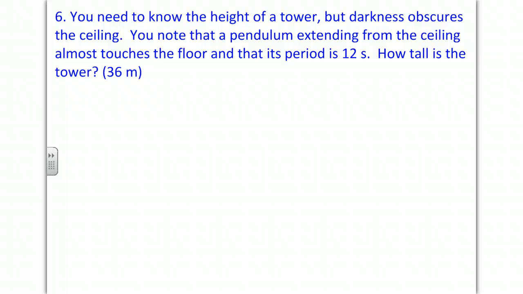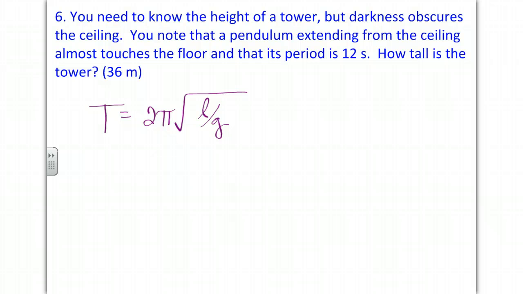Number 6, this is going to start out using pendulums. So the period is equal to 2 times pi times the square root of length divided by gravity. And they want us to solve for the length. So I'm going to go ahead and rearrange this equation to solve for length. I'm going to start by dividing both sides by 2 pi, which causes 2 pi to cancel.